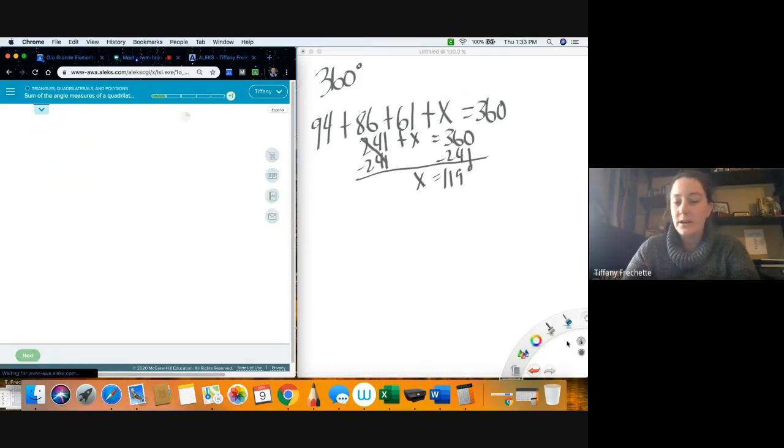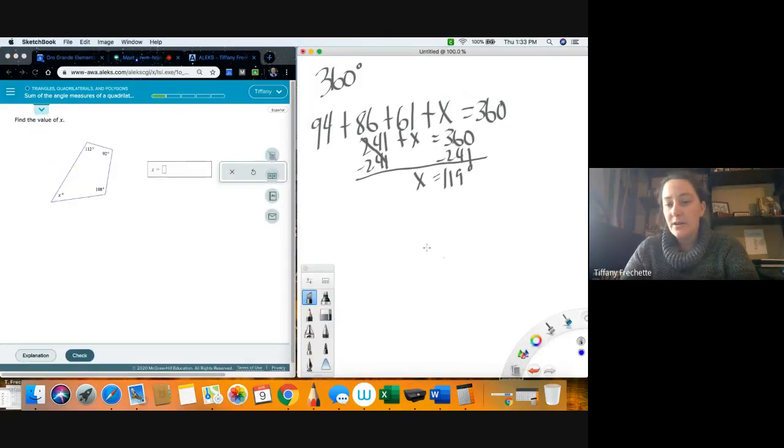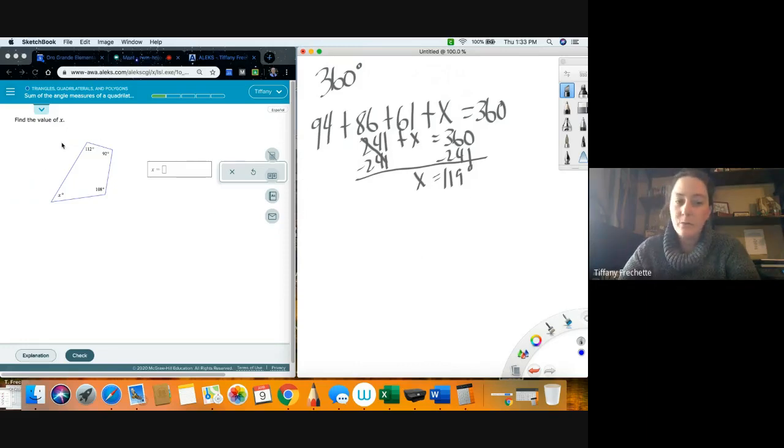All right, next one. I think I can probably fit all 3 of these on one page here if I write a little bit smaller. Let's see, I'm going to move my tools up here, so I should be able to fit the next 2 here. All right, so again, we're given a 4-sided figure. We know that adds up to 360 degrees, so we just start adding these together. 92 plus 108 plus x equals 360 degrees. So I'm going to reopen my calculator.